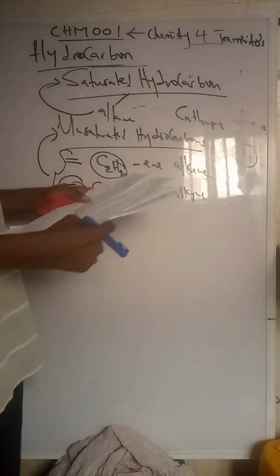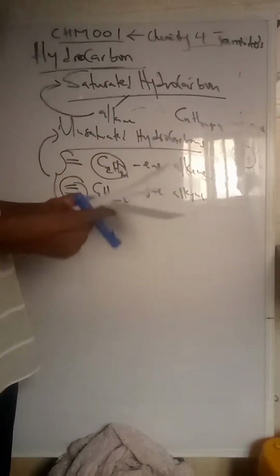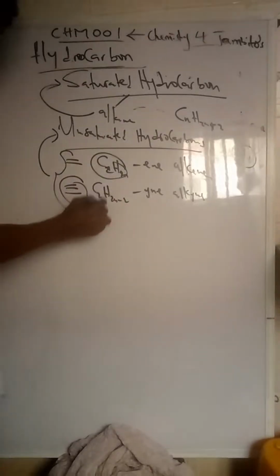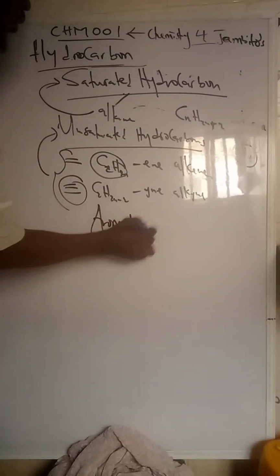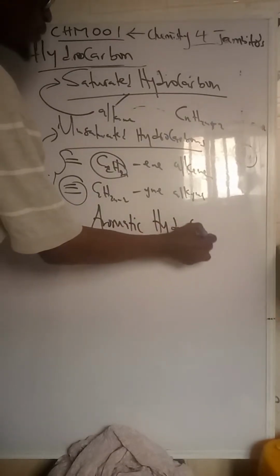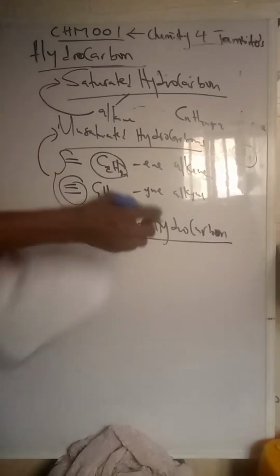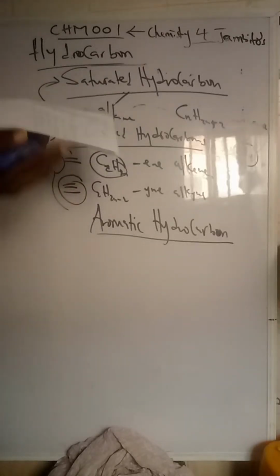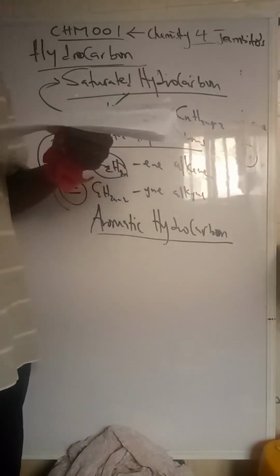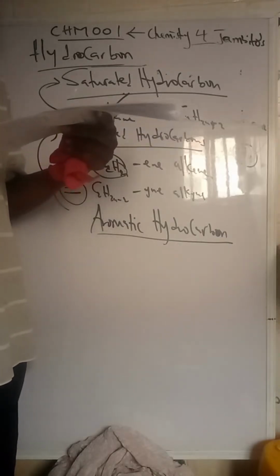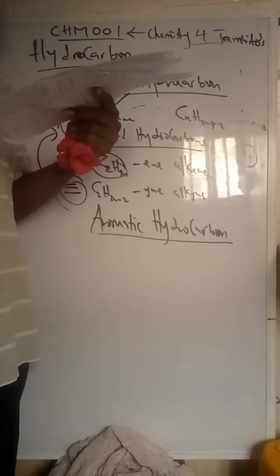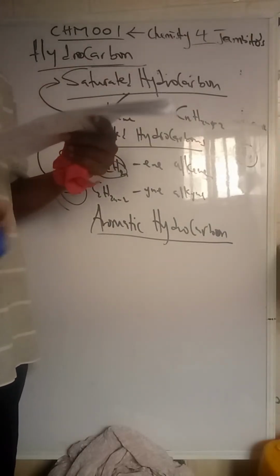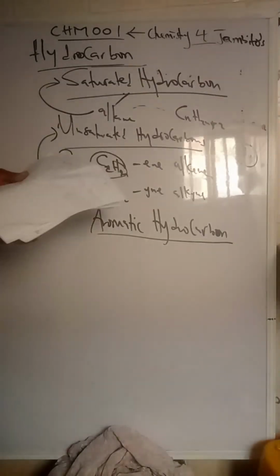All right, so I continue. Now moving on, I shall be talking about aromatic hydrocarbons. These are organic compounds in which the carbon atoms are joined together to form a ring containing alternating single and double bonds, e.g. benzene. So benzene is a typical example of an aromatic hydrocarbon.